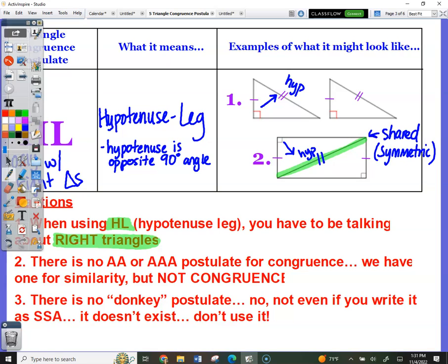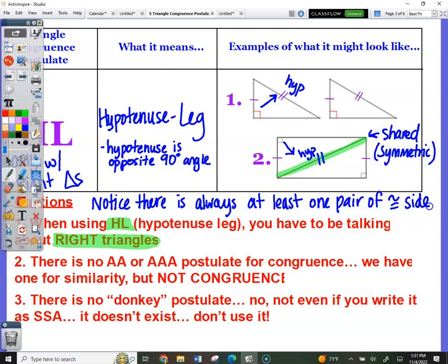Looking at all 5 shortcuts, looking at your pictures, what do you notice is in every single one of them? An angle. Or side. Thank you. Let's ask it again because you answered so confidently. Looking at all 5 shortcuts, what do you notice is in every single one of them? Side. A pair of congruent sides. Notice there is always at least one pair of congruent sides. I'm identifying a singular pair, so this is singular. There is one pair. I'm not saying there are multiple congruent sides. I'm calling it a pair. You see what I mean?